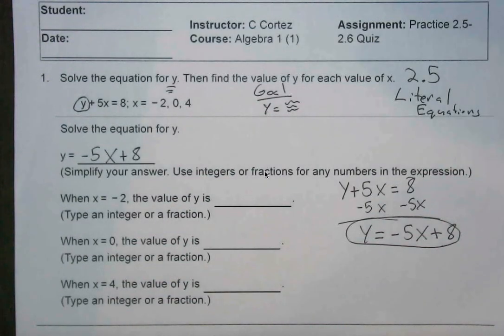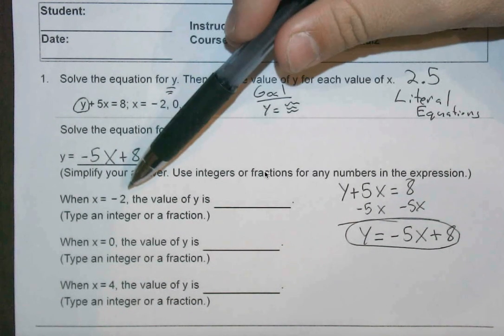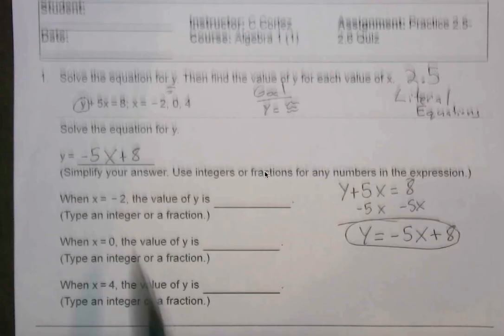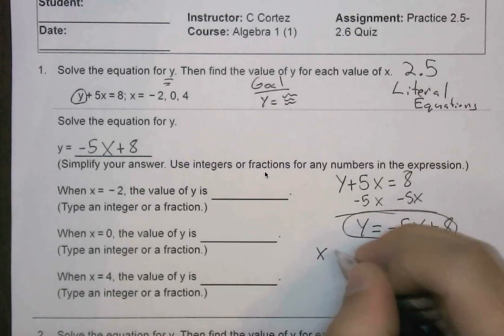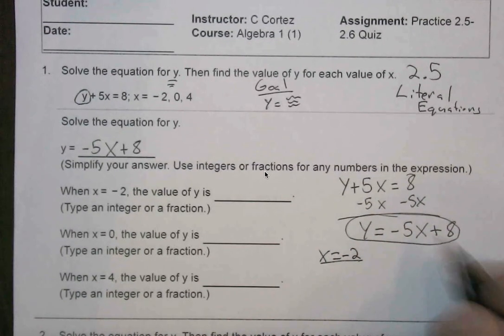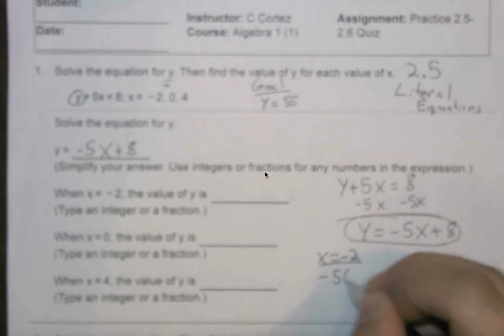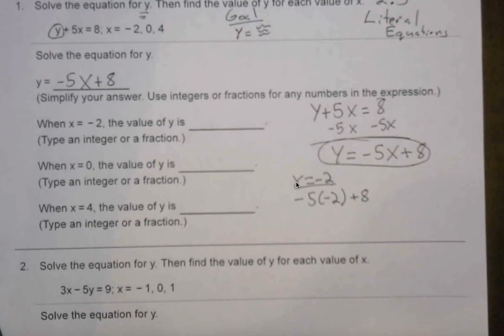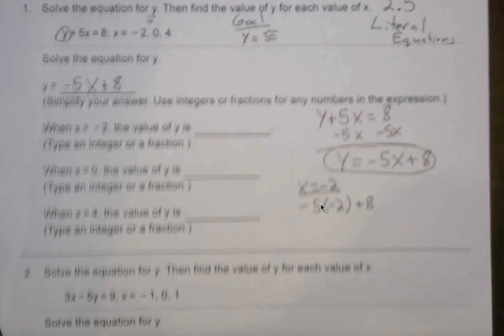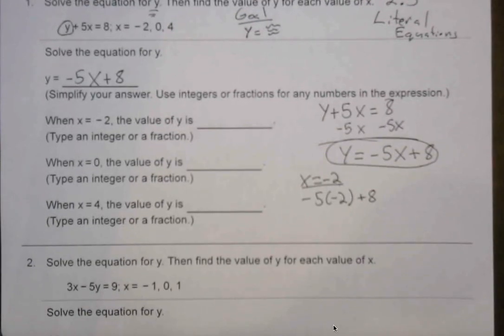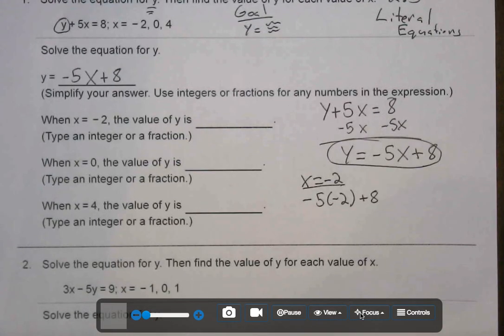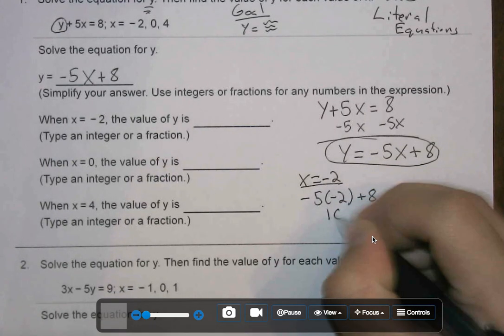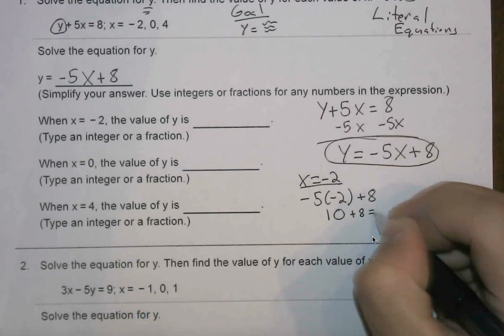Next, you're being asked to plug in when x is one of these three values. So when x is negative 2, instead of x, you're now plugging in for negative 2. Be careful with the arithmetic here. I see tons of students get tripped up on this. So notice that this is negative 5 multiplying with negative 2. We're then going to add on 8. But be careful with your arithmetic. So this should be positive 10 plus 8, getting you a total of 18.